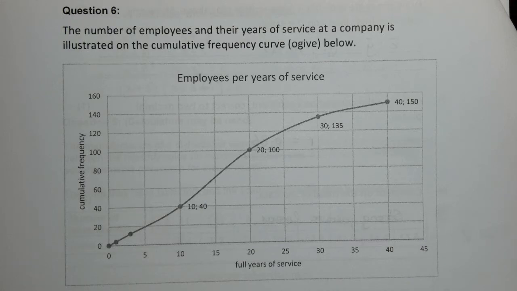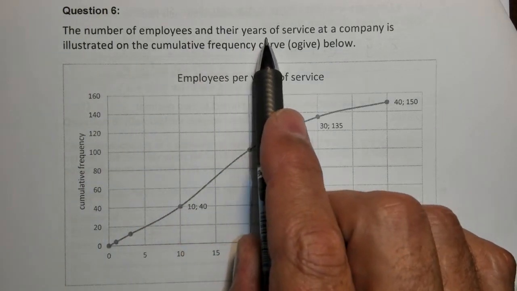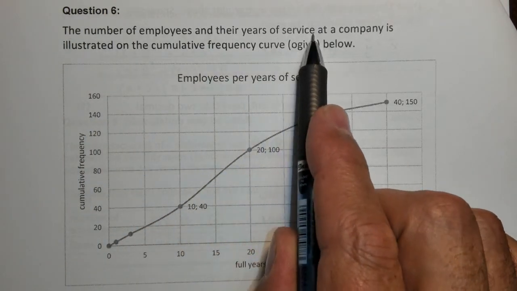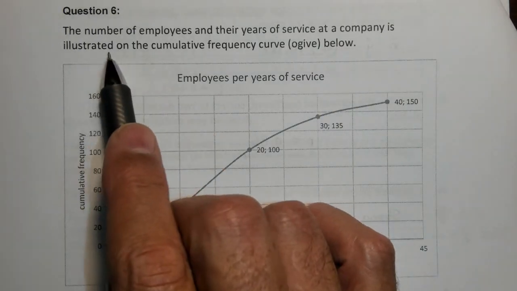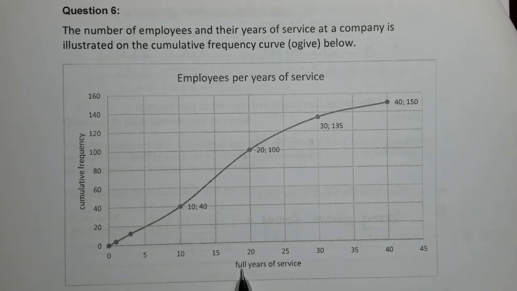Okay guys, the last question on the test that was written is a question on grade 11 statistics. It's got to do with ogive curves. So let's read. The number of employees and their years of service at a company is illustrated on the cumulative frequency curve over here. The horizontal axis is the full years of service, and the vertical axis is the cumulative frequency.